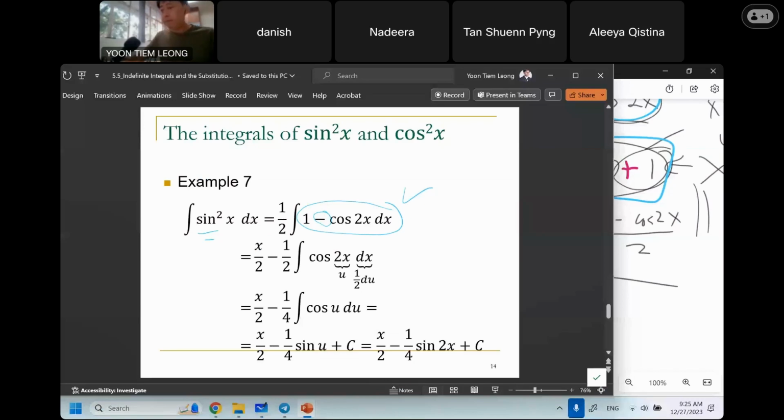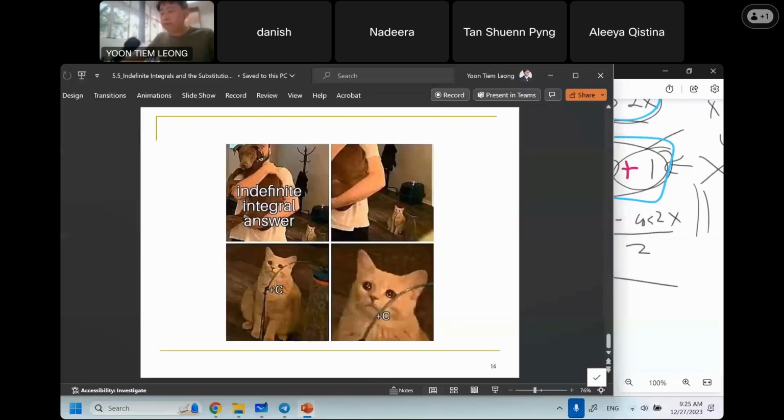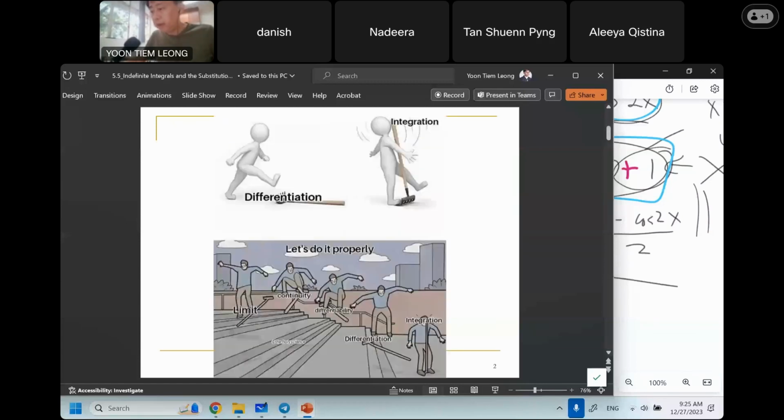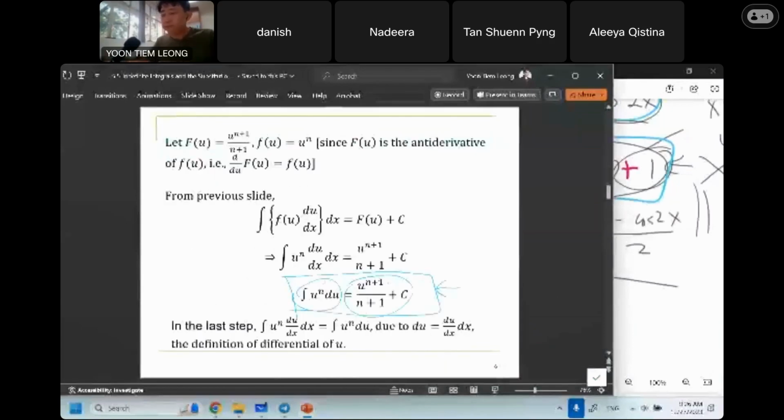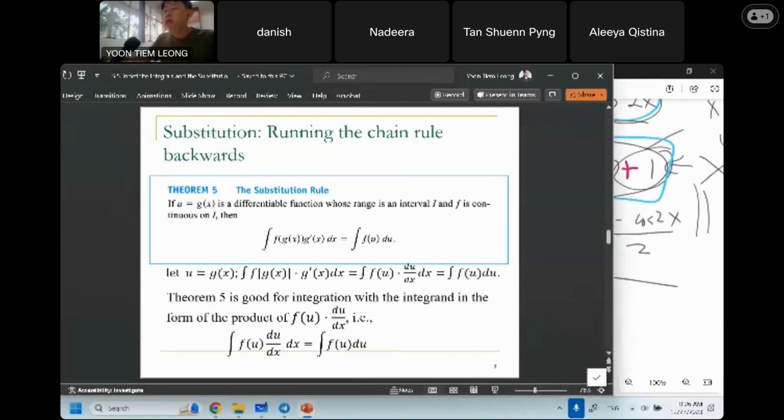Okay, so the conclusion for this lecture is that we have learned 2 simple tricks to perform definite integration. The first is the formula that is shown here, the power rule of integration. Then we also learned the substitution rule, and we have shown a few examples of how to make use of these 2 rules to help you calculate definite integrals.